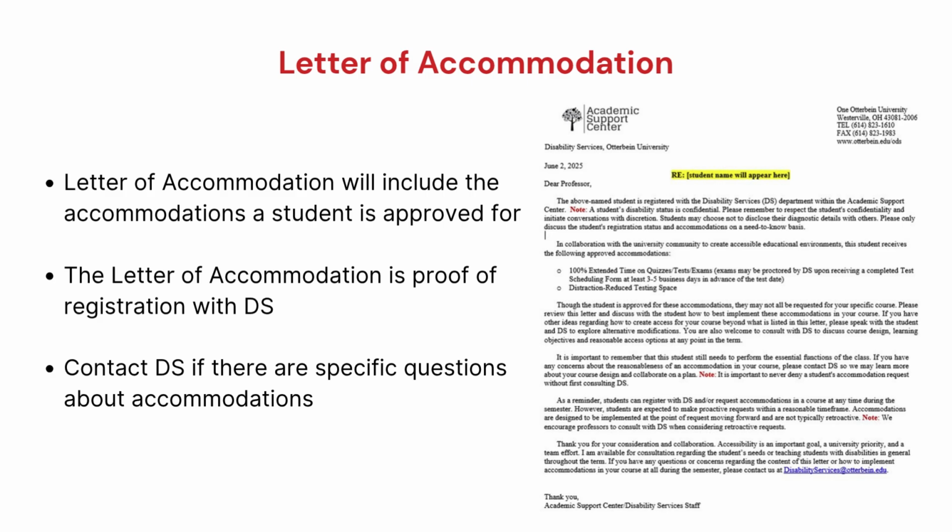This is an example of what an official letter of accommodation you would receive from Disability Services looks like. It will include the updated date and semester, the student's name, and a list of their approved accommodations. As you can see from this example, this student is approved for 100% extended testing time and a distraction-reduced testing space. If you have exams on Brightspace and need to add an extended time exception for a student within the Brightspace settings, you can reference their letter and it will state either 50% or 100% extended testing time. If you have questions on what a particular accommodation is, feel free to reach out to our office.